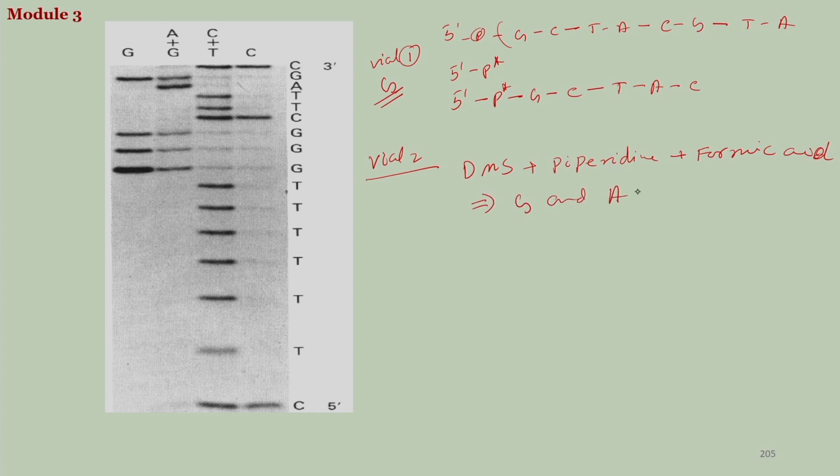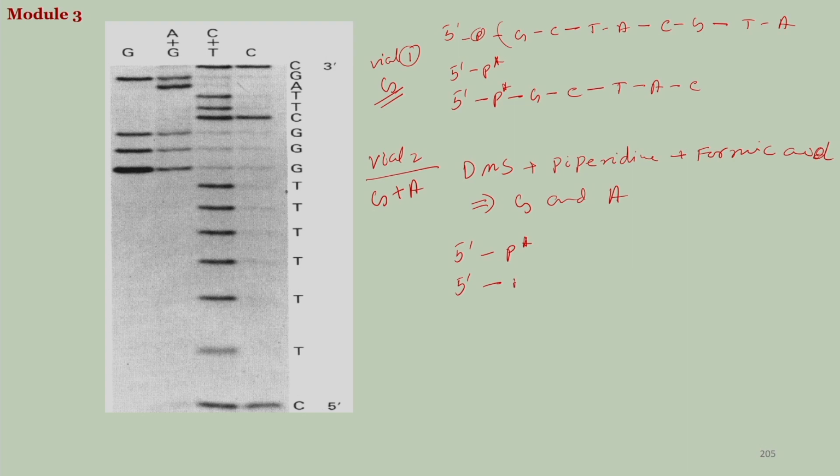So, wherever you have the methylation, wherever you have a G, wherever you have an A, both will be cleaved off under this condition. So, vial 2 we call it now G plus A. It will cleave G, it will cleave A, both. So, what are the fragments you will get? You will get all the fragments that you get from G plus A.